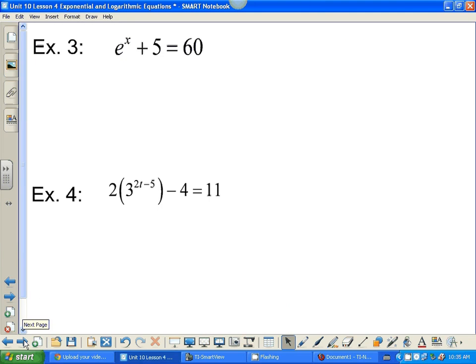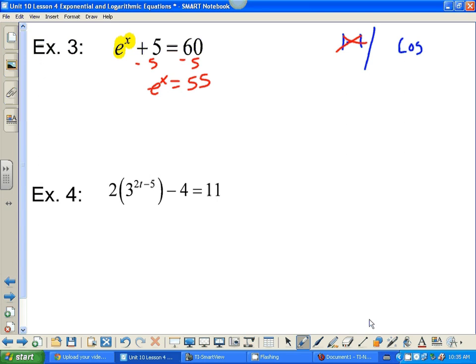We have e to the x plus 5 equals 60. Remember, my strategies for solving an exponential are either the one-to-one property or I can use logs. Those are my strategies. So before I pick a strategy, I have to notice where is my exponent located and where is the base. So I have to isolate e to the x first. So I'm going to subtract 5 from both sides, and I have e to the x is equal to 55. Well, 55 is not an even power of e, so we're going to use logs on both sides.